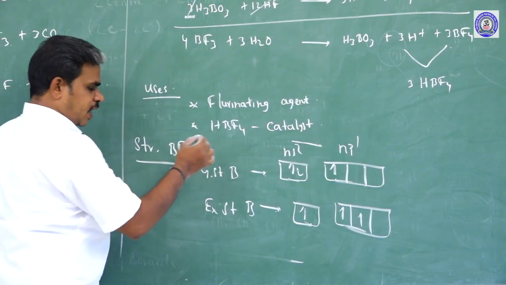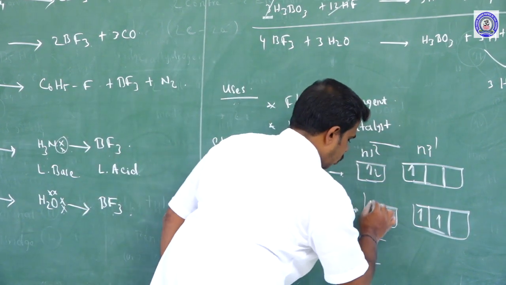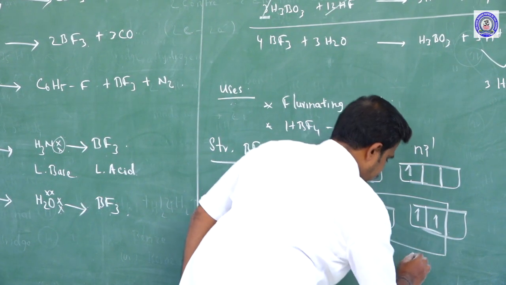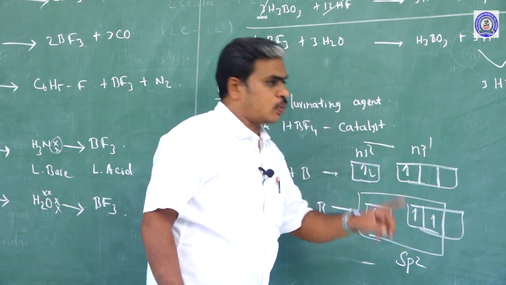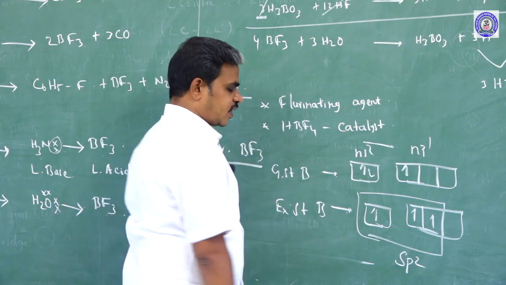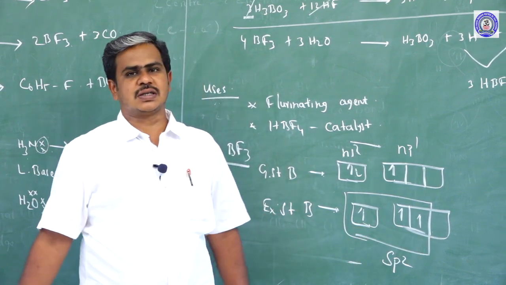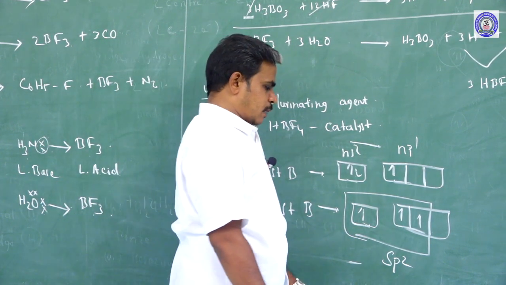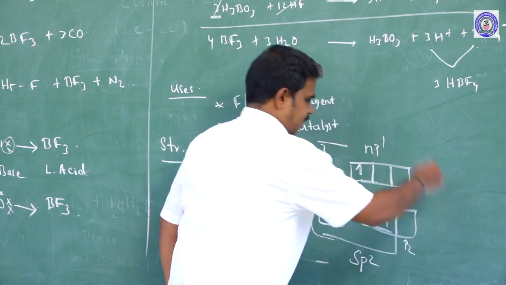Now, in the BF3 molecule, boron undergoes sp2 hybridization. One s orbital and 2 p orbitals undergo hybridization. So in BF3, boron is in the sp2 hybridized state, and 1 pz orbital is vacant.